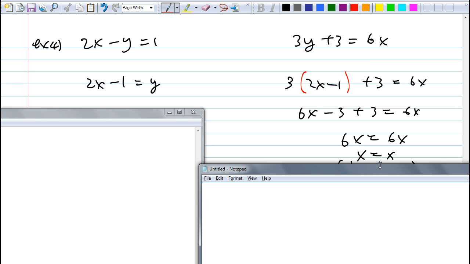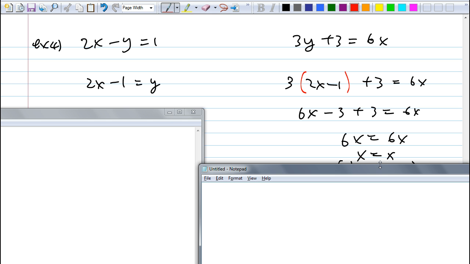Now, what does that mean? The left side would always equal the right side, right? So what does that mean? The lines are the same. Angel? There are infinitely many solutions, which means, Matthew, the two lines are? They're the same line.